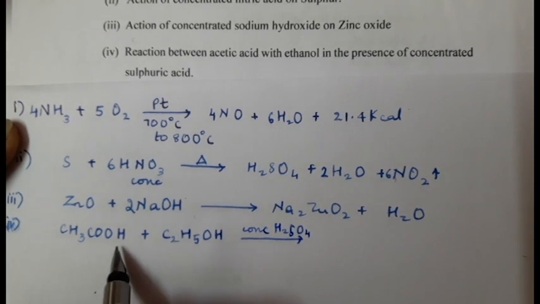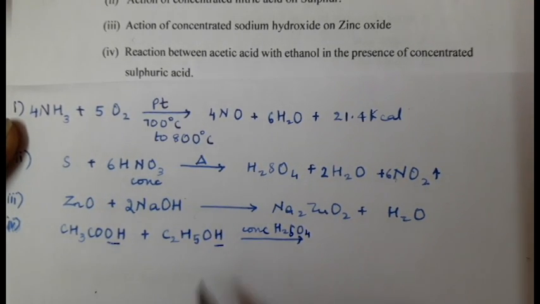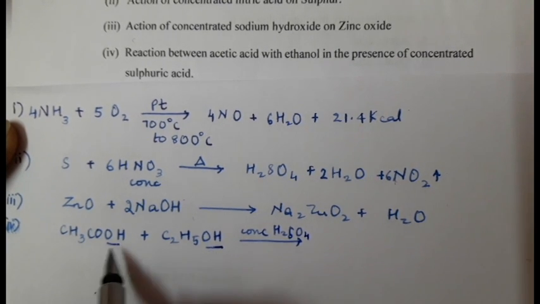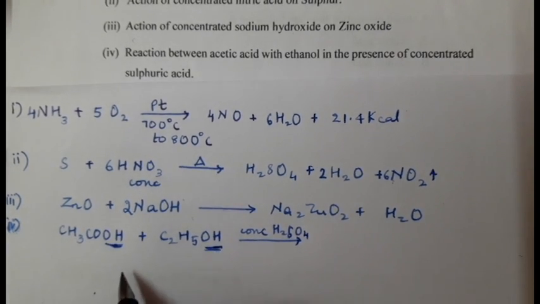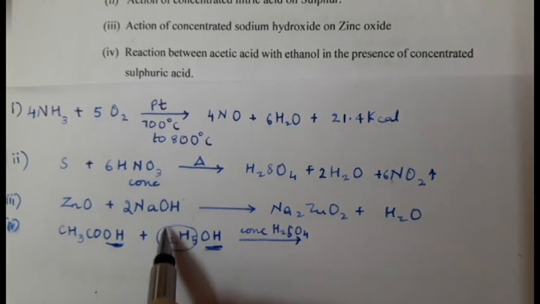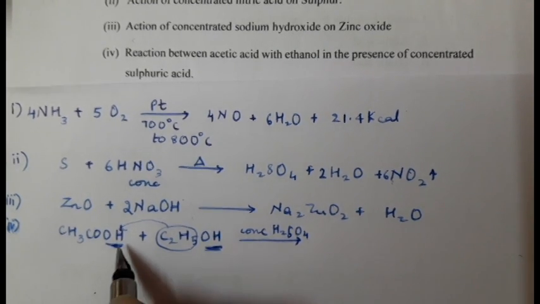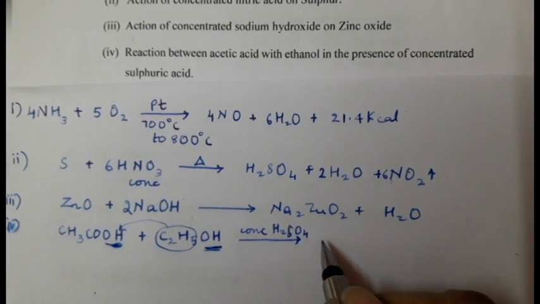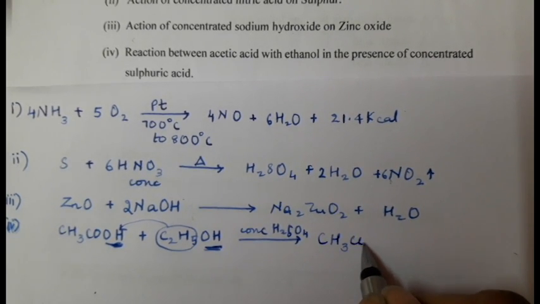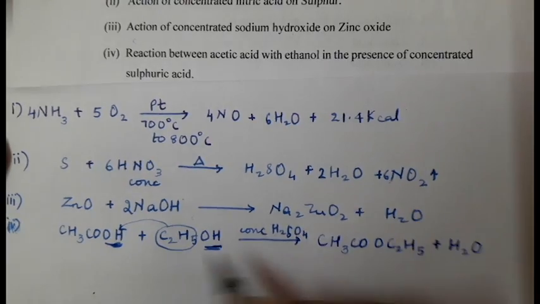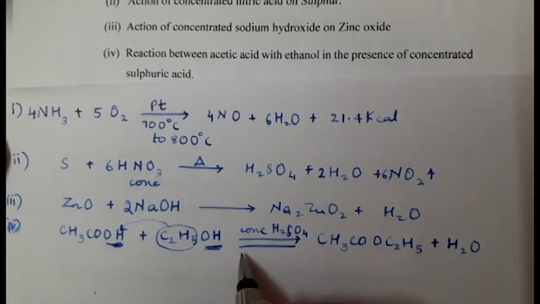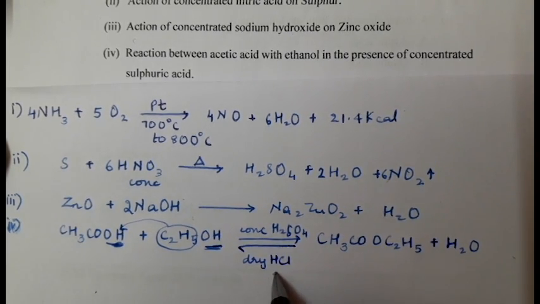and that will give us this OH, and this H will give us this hydrogen, and this OH will give us water, and we'll have the C2H5 coming here to replace this hydrogen, and that would give us CH3COOC2H5 plus H2O. Now remember, this reaction is also reversible, so when you write this, you have to write here dry hydrogen chloride gas.